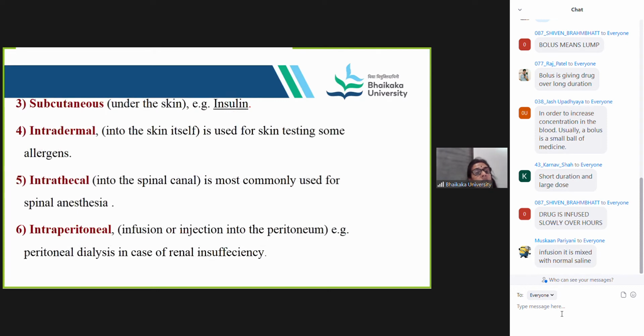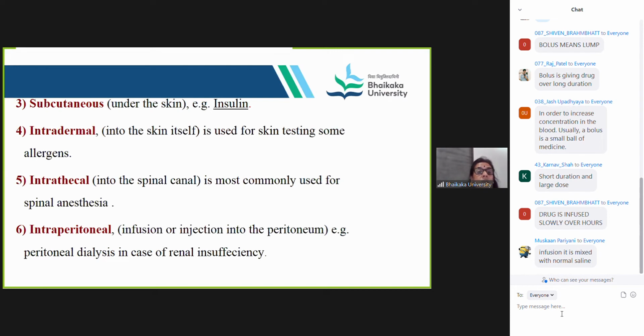The other route is subcutaneous. Please remember the example of insulin. Here the drug has to be given under the skin. You all have to demonstrate how to use the intravenous, intramuscular and subcutaneous routes. That is a hands-on activity that you all have to demonstrate. So for these three routes, there is a special exercise during your practical exam as well as in class.